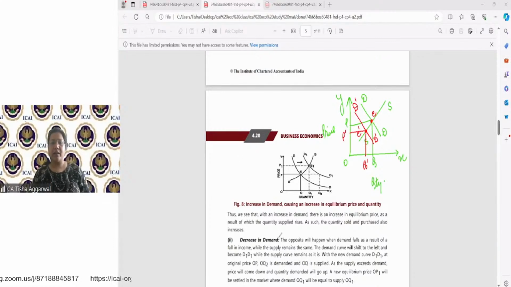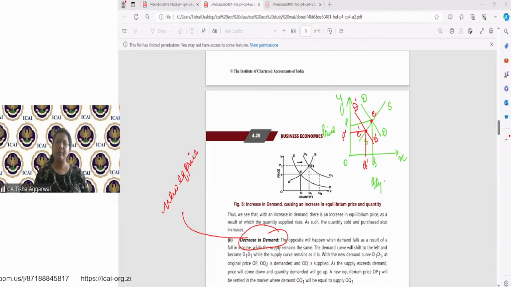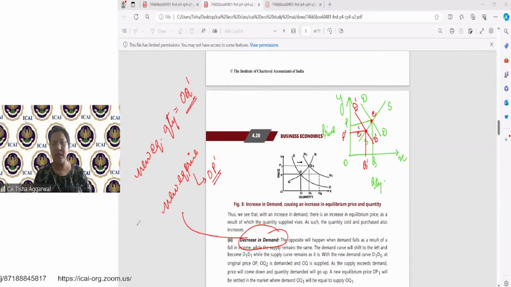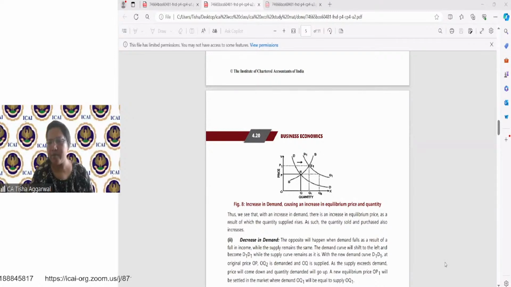Okay. So if there is a decrease in demand, the new equilibrium price is OP dash. The new equilibrium quantity is OQ dash. Okay. This is how the whole concept of decrease in demand takes place. Is it clear to everybody?